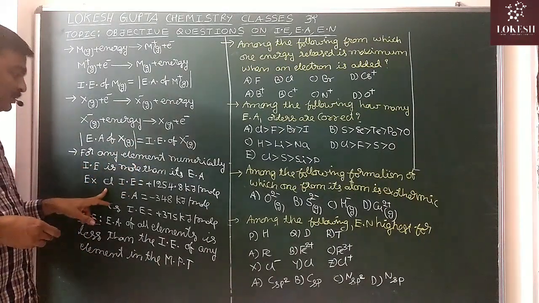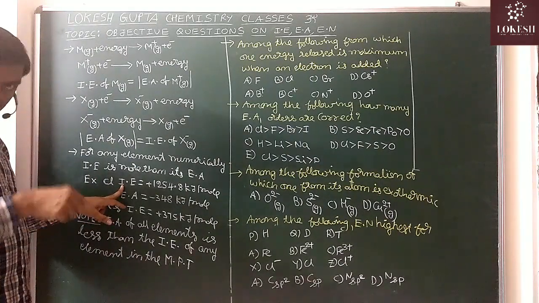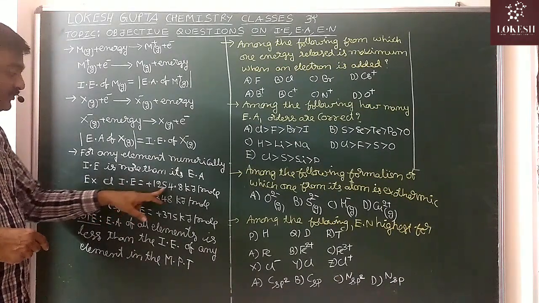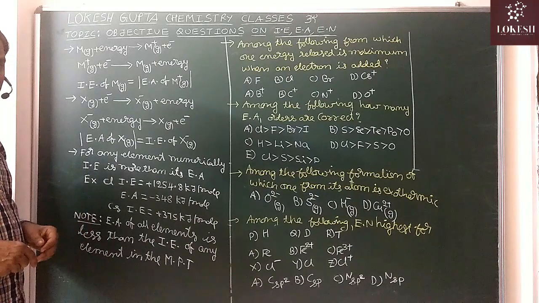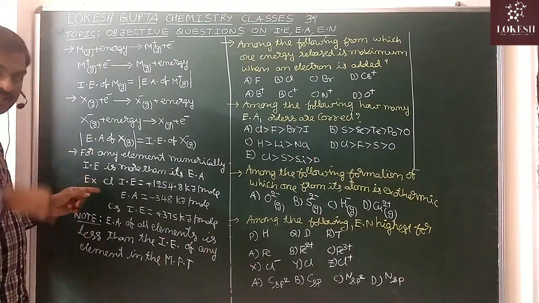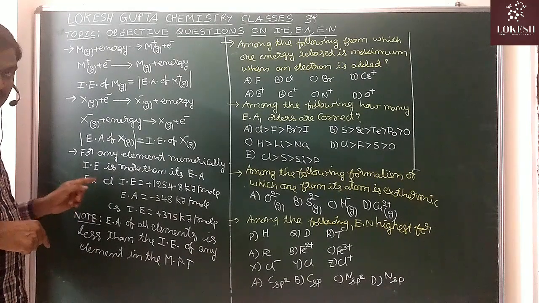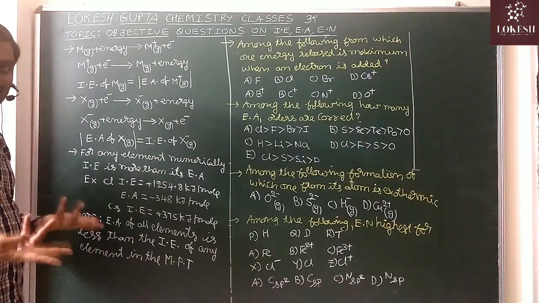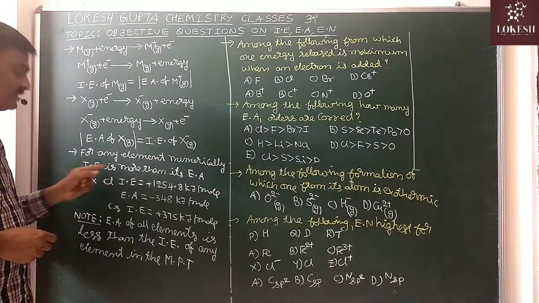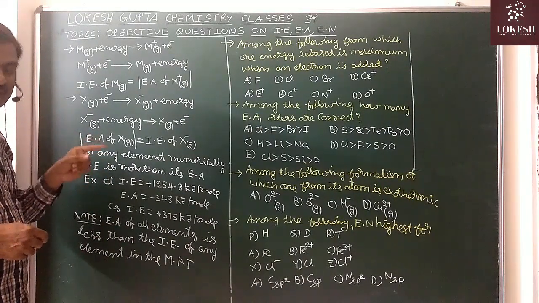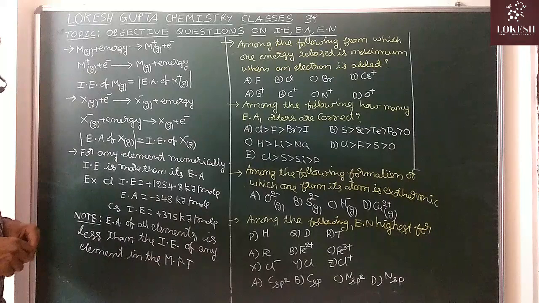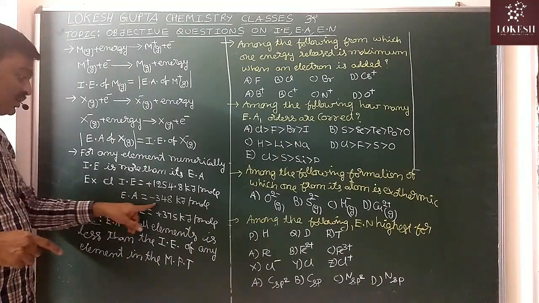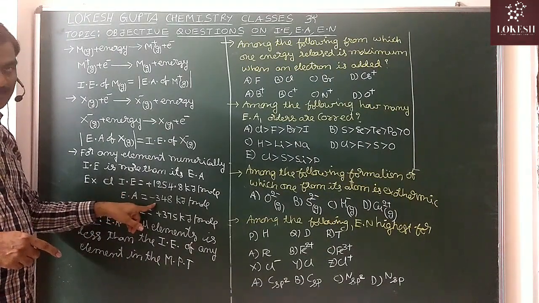For example, take chlorine. To remove one electron from the isolated gaseous chlorine atom, 1254.8 kilojoules per mole of energy is required. But when an electron is added to an isolated gaseous neutral chlorine atom, only 348 kilojoules per mole will be released. So which value is more? For any element, ionization energy value is more than its electron affinity. And one more point, among all the elements, electron affinity is highest for chlorine. How much? Minus 348 kilojoules per mole.